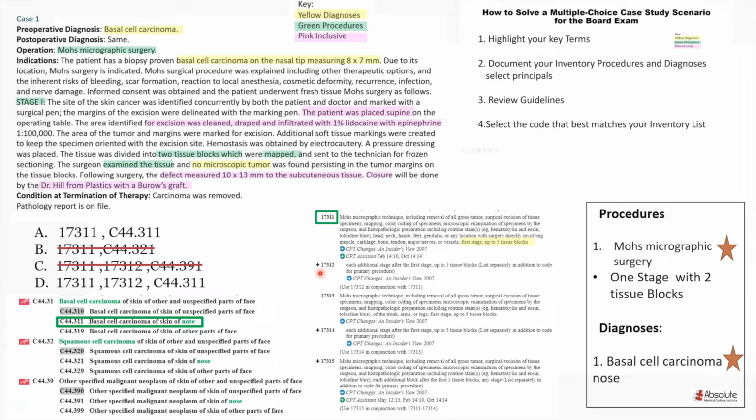And if you look below at 17312, this is coding for each additional stage. We only have one stage. We don't need 17312. So D is incorrect and A is our answer. All right, so I'm going to go to the chat and see how you're doing. And now I'm going to hand it over to Mr. Sandeep.